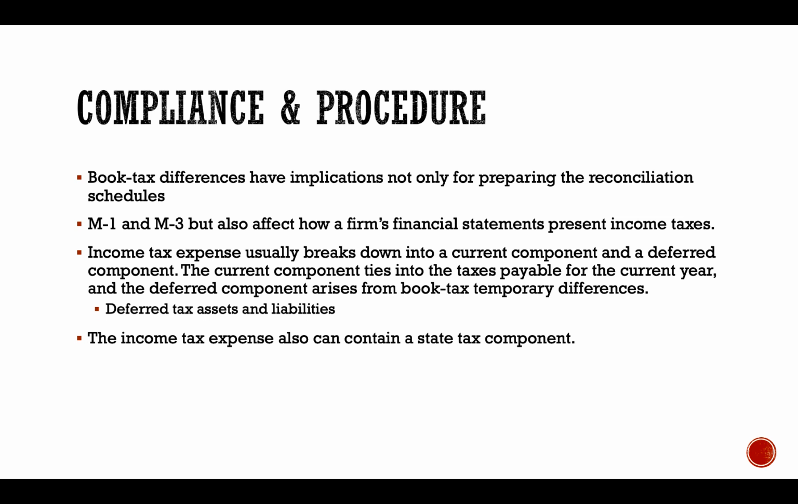Book tax differences have implications not only for preparing the reconciliation schedules M1 and M3, they also affect how the financial statements present income taxes. So income tax expense usually breaks down into a current component and a deferred component. The current ties into the tax payable for the year, and the deferred is going to arise from book tax temporary differences. So this would create either a deferred tax asset or a deferred tax liability on the balance sheet. The income tax expense also can contain a state tax component, which is not in this course, but it is important for corporations.